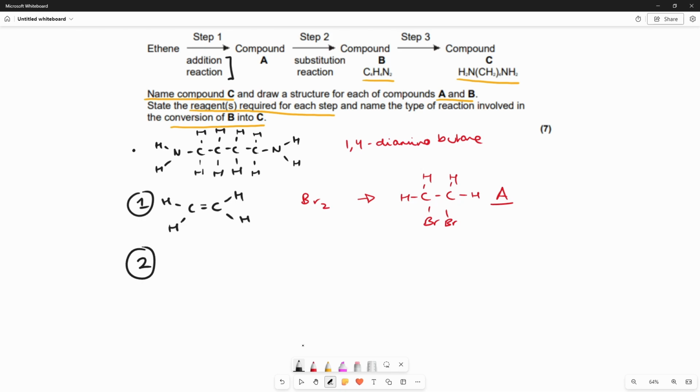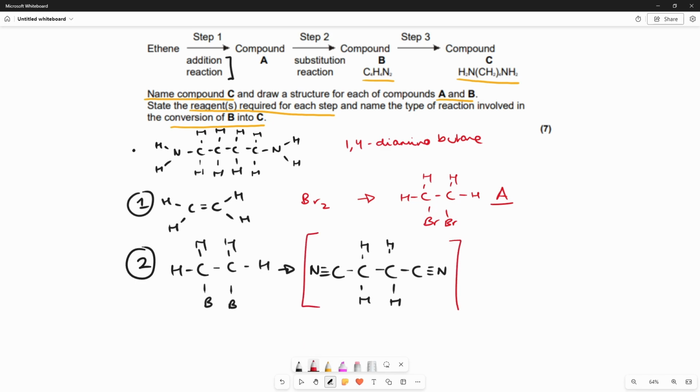Let's go on to step 2. So we have the molecule 1,2-dibromoethane, and we get C4H4N2, so that's going to be the nitrile. So that actually will be our structure for compound B. I should write that in red, but I'm just going to box it up. And the way we get from this molecule to the dinitrile, we'll actually have to use nucleophilic substitution with potassium cyanide.